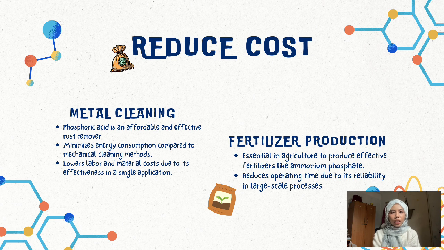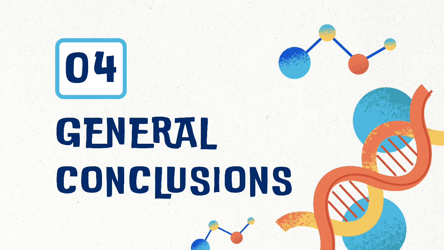Lastly, cost reduction can be achieved through efficient practice in metal purification and fertilizer production. Phosphoric acid works as an affordable and effective rust remover, able to minimize energy consumption compared to mechanical cleaning methods. Its effectiveness in one application also reduces labor and material costs. In agriculture, reliable fertilizers such as ammonium phosphate are essential for fertilizer production as they reduce operating time and ensure efficiency in large-scale processes. The last part is the general conclusion.